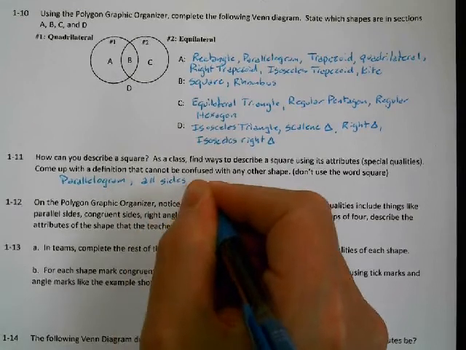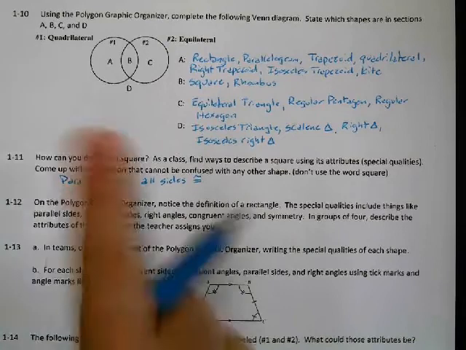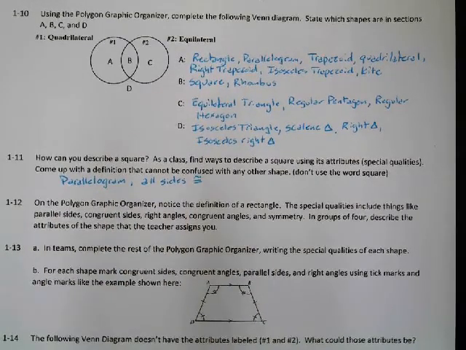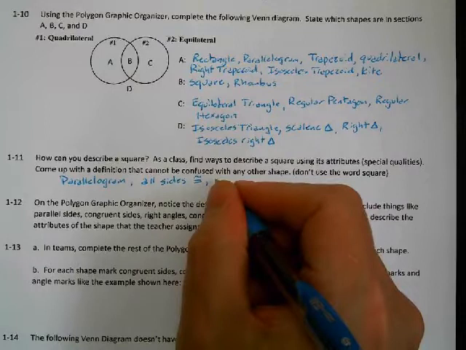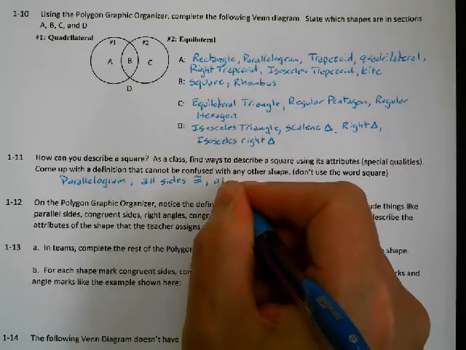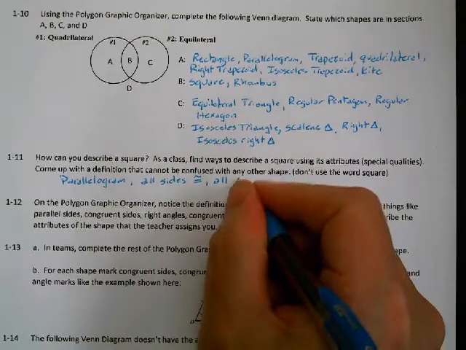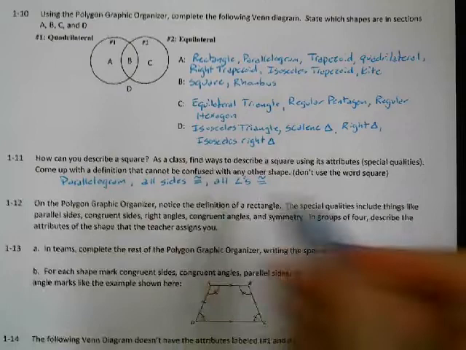But there's another shape that is a parallelogram with all sides congruent. That's a rhombus. So I need a little bit more. To add to it, I'd say also that all the angles are congruent, or all the angles are 90 degrees, or right, or however you want to say it. So all the angles are congruent. With those three definitions or characteristics, no other shape has that.